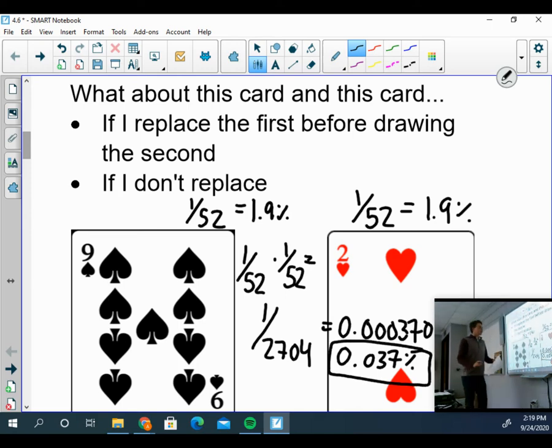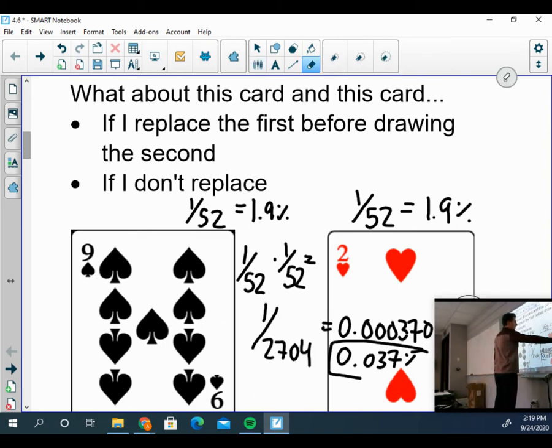Okay? So that's the percentages, but here's the point. Not only in probability do we want to do singular probabilities, but we want to do compound probabilities. The chance of me drawing a 9 of spades, putting the card back, and then drawing the 2 of hearts is incredibly unlikely, but we can calculate it by multiplying the probabilities together because it's an and situation.